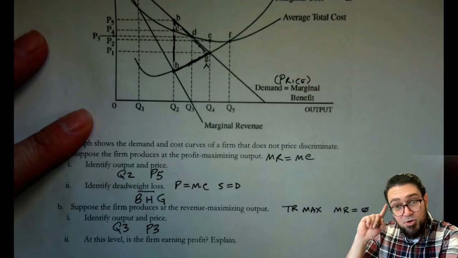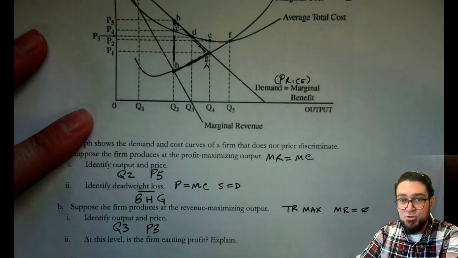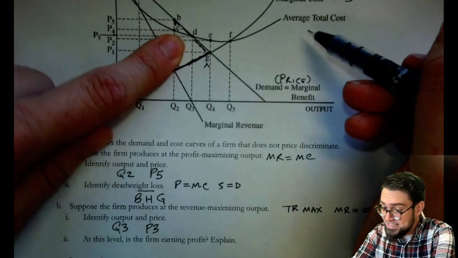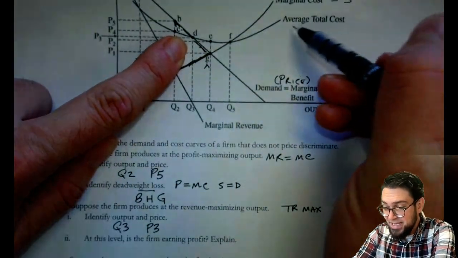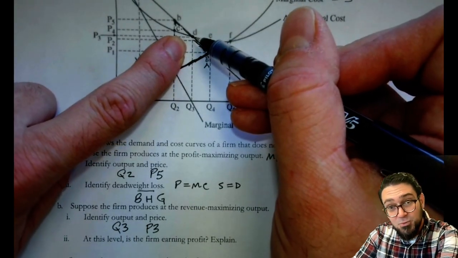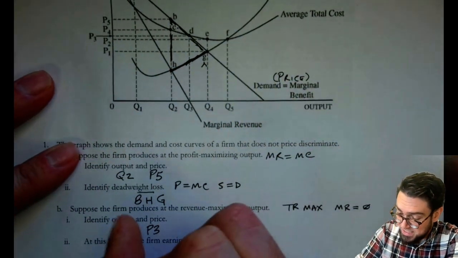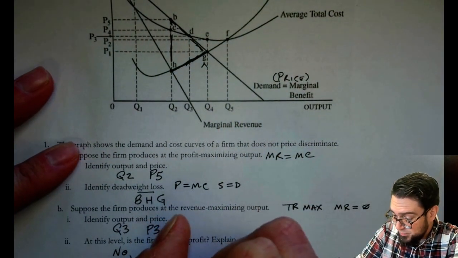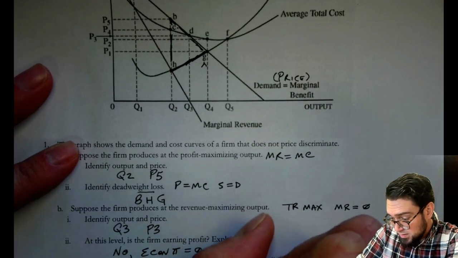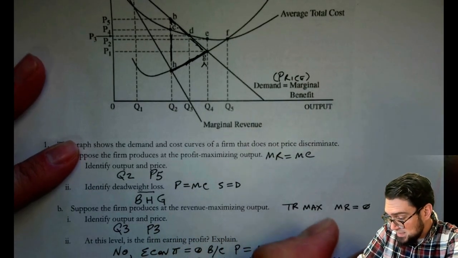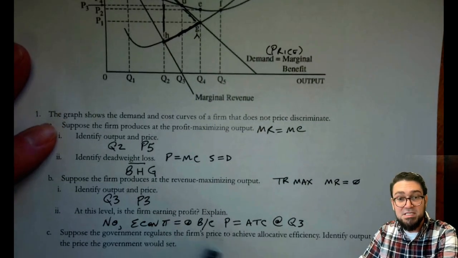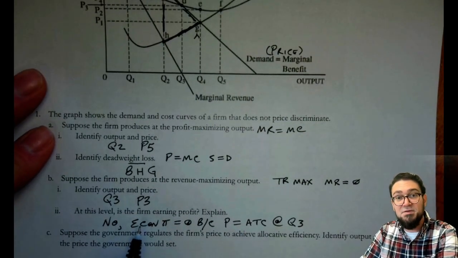It says, at this level, is the firm earning profit? Explain. Well, to know profit, we have to compare price and average cost. If we're at quantity Q3, it's actually exactly where the ATC is. Look at that. Isn't that kind of a weird coincidence? That's how this question got designed. So ATC equals the price at point D. So we would say, no, they earn economic profit equal to 0 because price equals ATC at quantity 3. And that's enough to say there is no positive economic profit to be made at Q3.